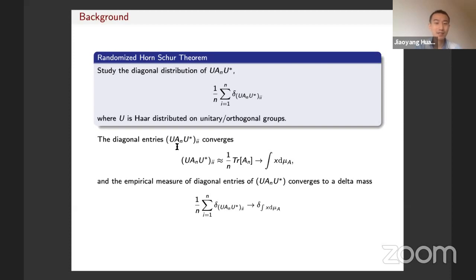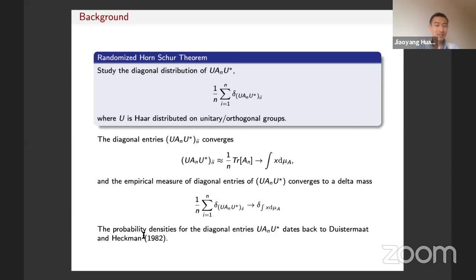So if we know the empirical eigenvalue distribution of An converges to mu A, then this quantity will simply converge to the integral of x with respect to mu A. And this is true for any diagonal entry, so all the diagonal entries converge to the same number. So the empirical measure of the diagonal entries will simply converge to a delta mass at the point given by the integral of x with respect to mu A.